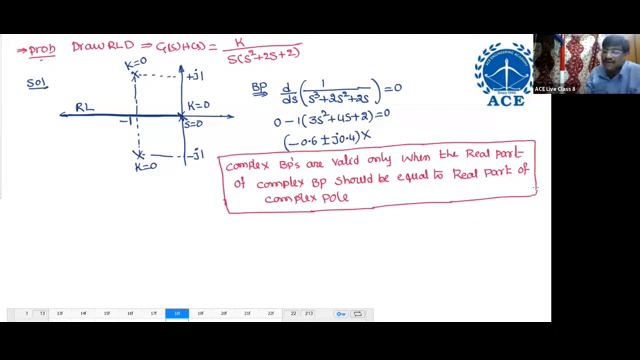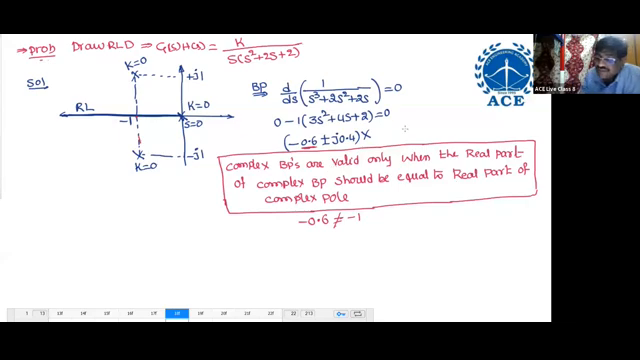What is the real part of the complex breakpoint here? Minus 0.6. And what is the real part of the complex pole? This is the complex pole. What is the real part? Minus 1. Are both equal or not equal? Not equal. That's why it is not a valid breakpoint. Here the real part is minus 1, here the real part is minus 0.6. That means both are not the same, so it is an invalid breakpoint.